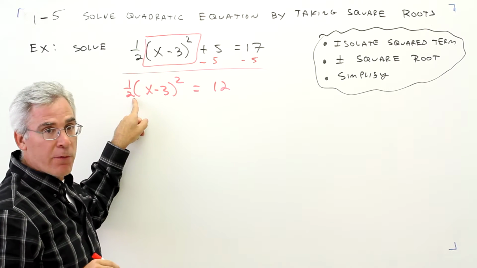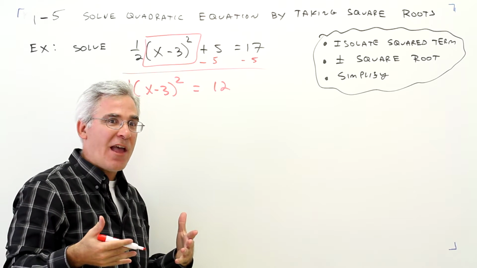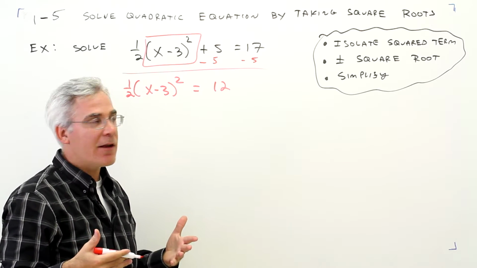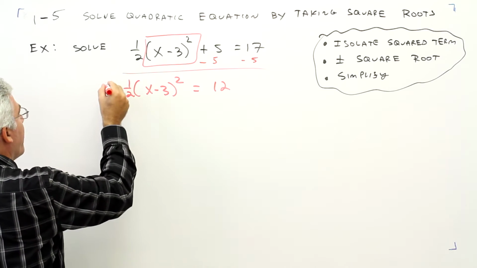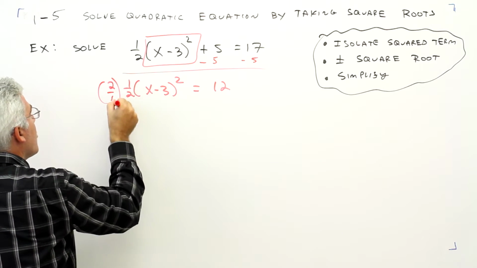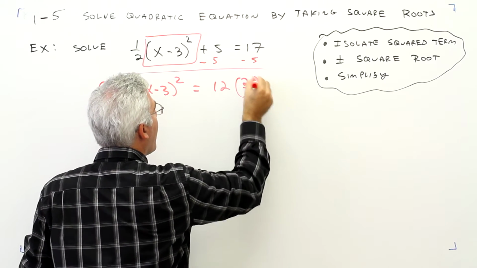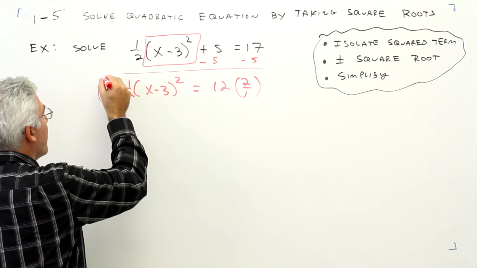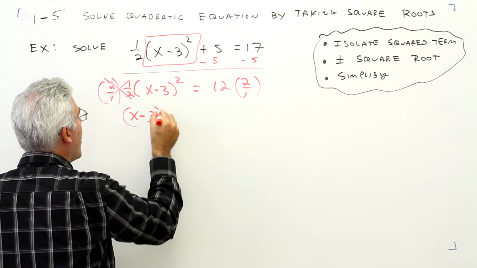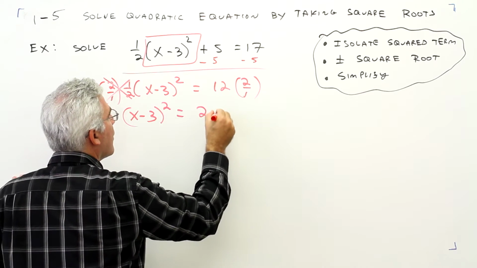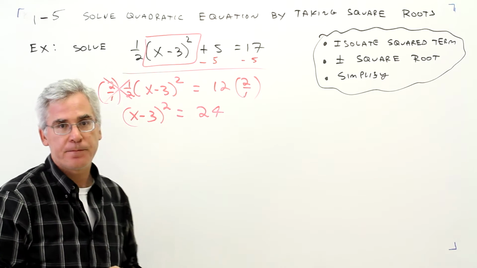Then take care of that coefficient. You could divide each side by 1/2. We don't like doing that. It's much easier to just multiply each side by the reciprocal. So multiply this side by 2/1 and multiply this side by 2/1. Cancel, cancel. X minus 3 squared equals 24.